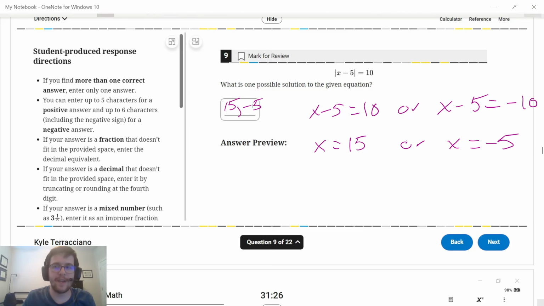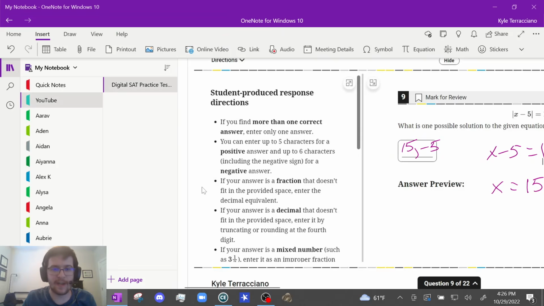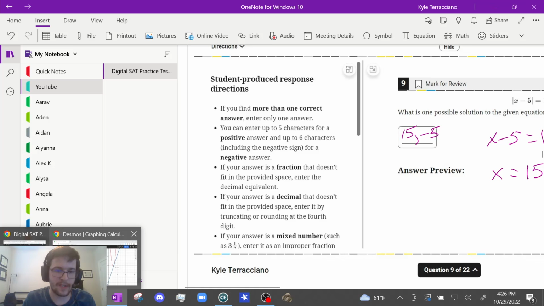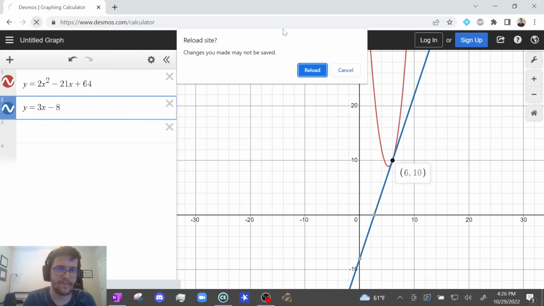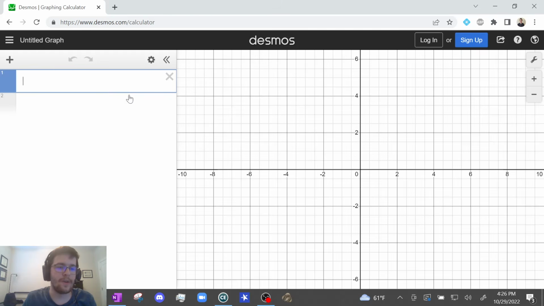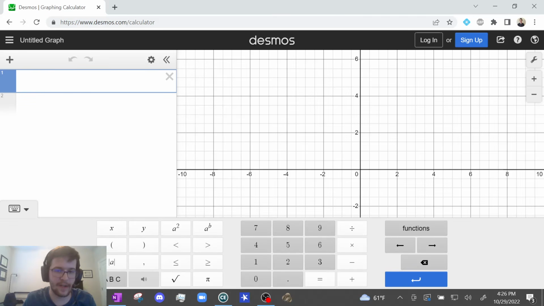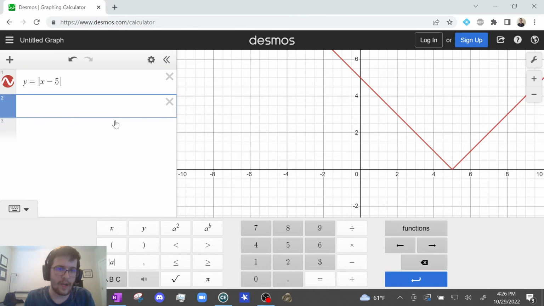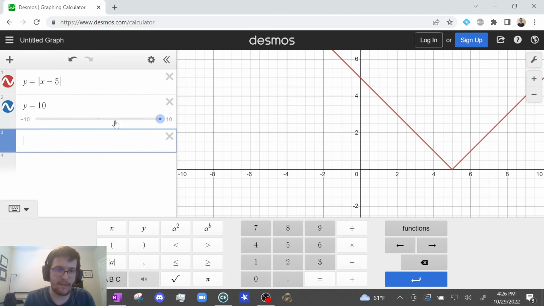Now, let's say you forgot or something, right? I'm pretty sure you could just plug this into Desmos. So let's try that. You press this little button down here, and then there's an absolute value. So we could do y equals the left side, so absolute value of x minus 5, and then y equals 10.